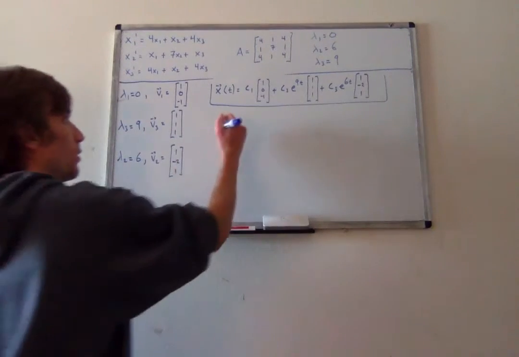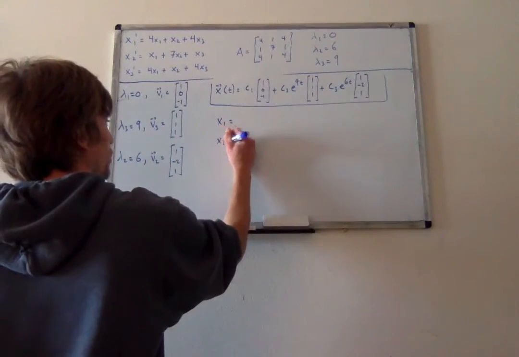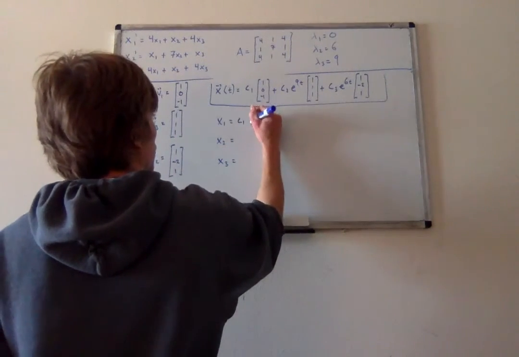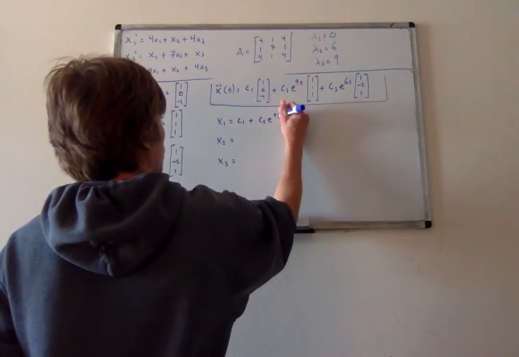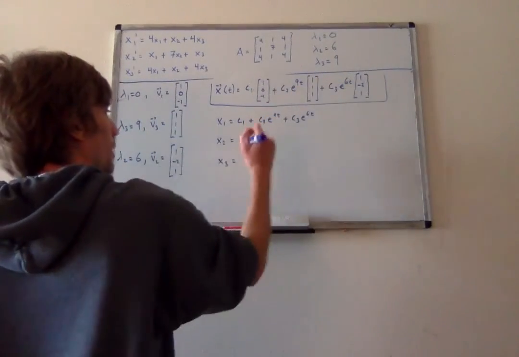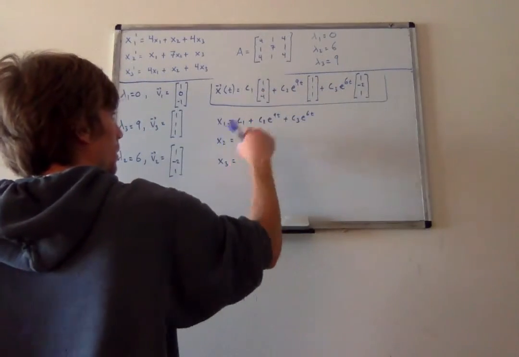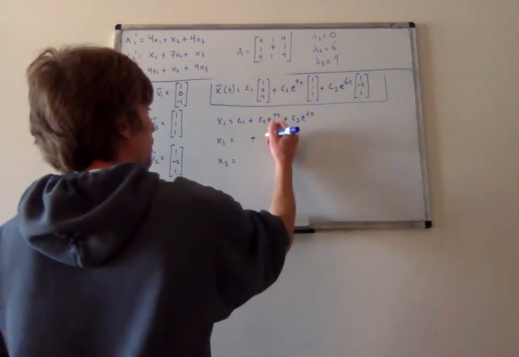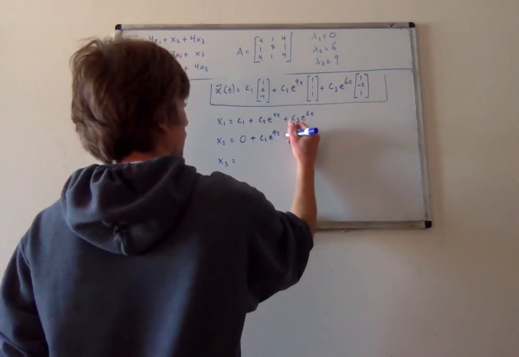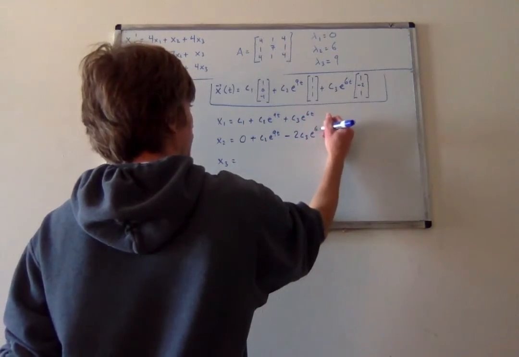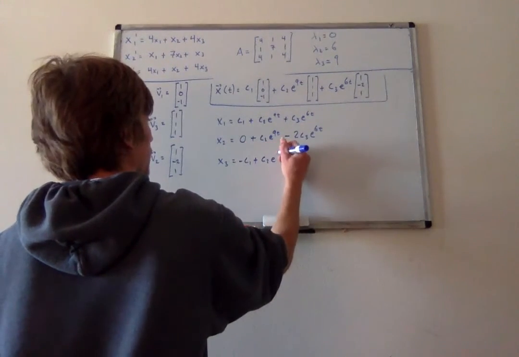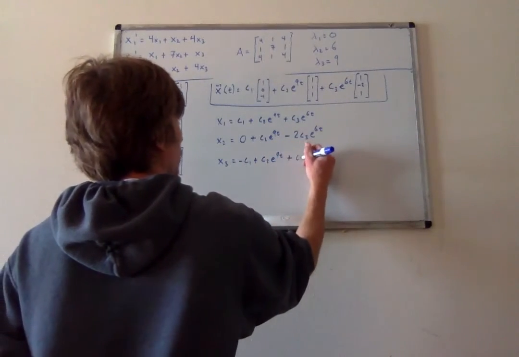Additionally, if you wanted to list all of these out by their individual variables, you could do that. So this would be c1 plus c2 e to the 9t plus c3 e to the 6t. And again, you're just reading across, so this would be 0 times c1, which is 0, plus c2 e to the 9t, minus 2c3 e to the 6t, and then negative c1 plus c2 e to the 9t plus c3 e to the 6t.